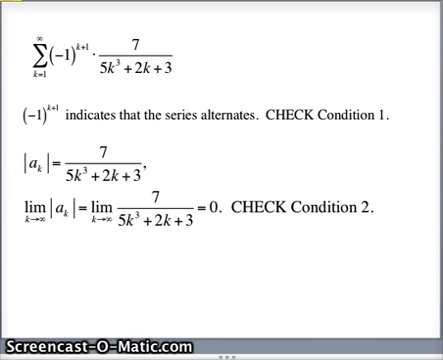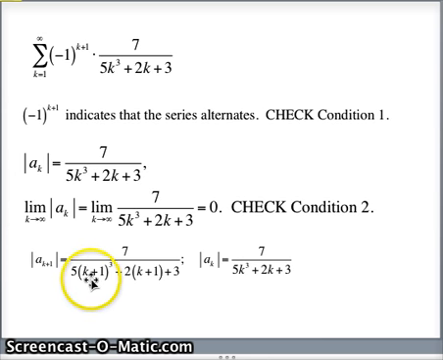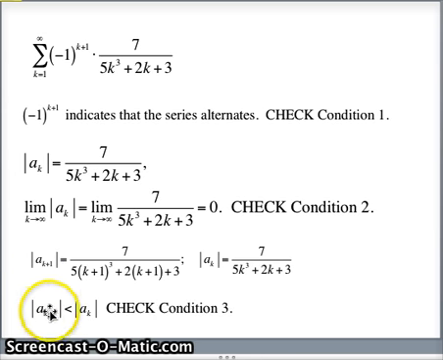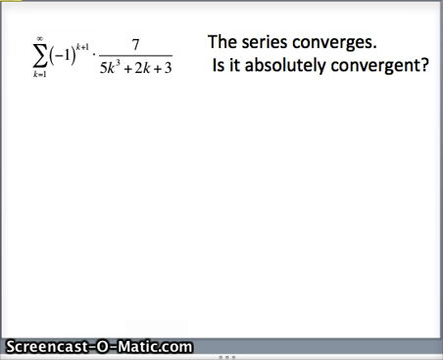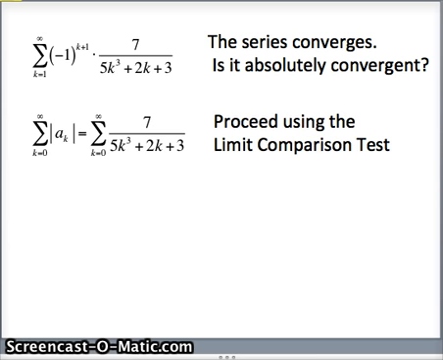Now can we conclude that the next term is smaller than the previous term? A sub k plus 1, plug in k plus 1, 5 times k plus 1 cubed plus 2 times k plus 1 plus 3. That denominator is bigger than this denominator, so yes. If that's the case, we can conclude that a sub k plus 1 is less than a sub k, so condition 3 is indeed checked. So this original series converges, but is it absolutely convergent? If I remove the sign flasher, does it still converge?